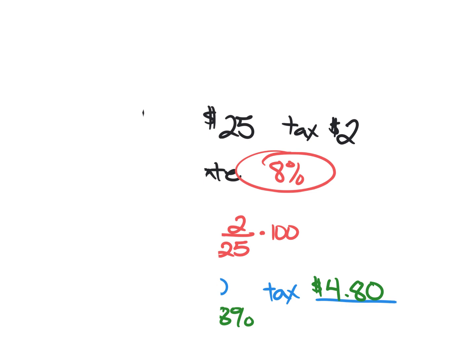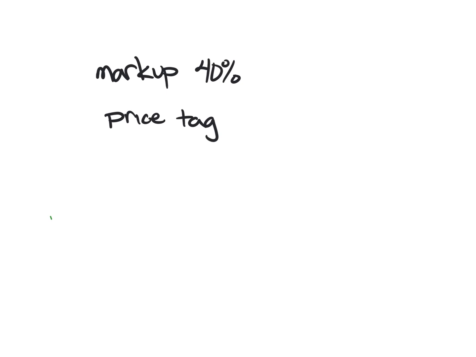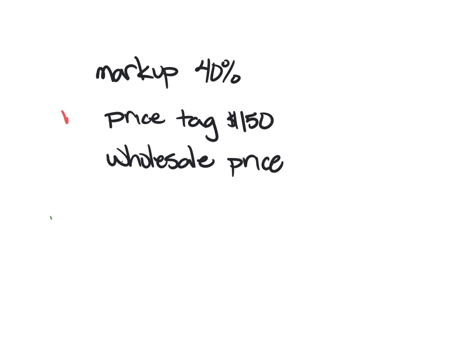Number 3 is talking about a bike shop. So let's say the bike shop has a markup percentage of 40%. And Andre wants to buy a bike that has a price tag of $150, let's say. I want to know what the wholesale price was. So this is the new price. The price tag is the new.